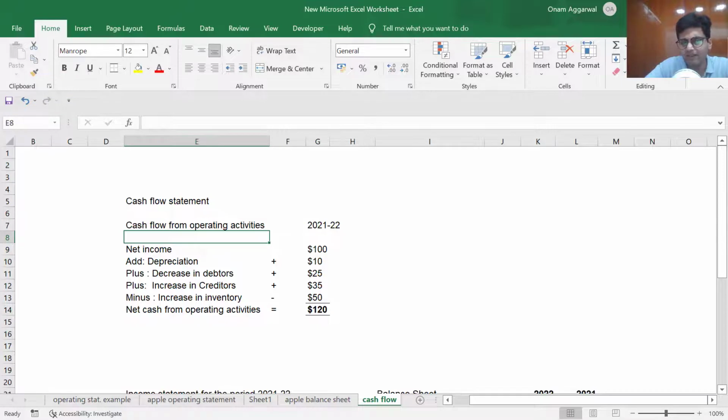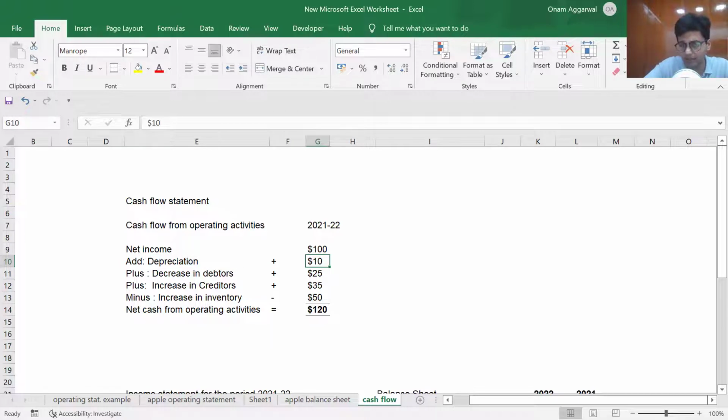So let's see a very simple cash flow statement using an Excel example. Here is a cash flow statement as on, let's assume, 31st December 2022, and we are calculating only the cash flow from operating activities. Let's assume that we have a net income of $100 million, or $100, during the year 2021 to 22. This net income is taken here. From that, we will add all our non-cash expenses. Let's assume that non-cash expenses during the year consist of depreciation only. So we add the depreciation part, and we add $10 of depreciation.